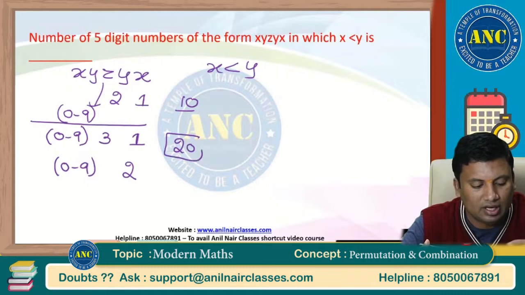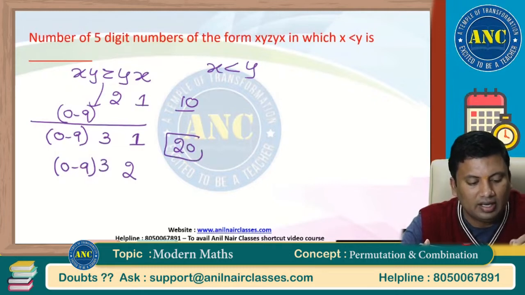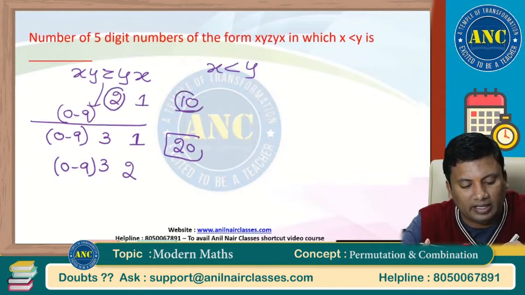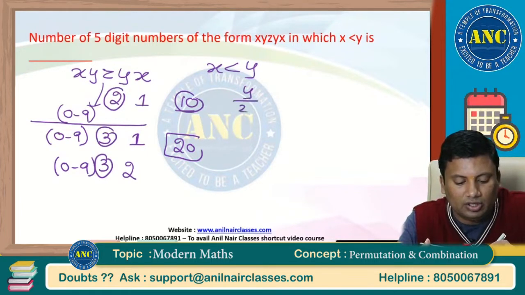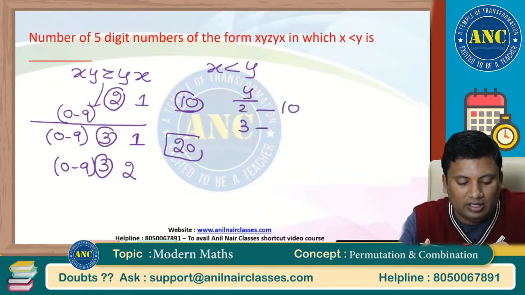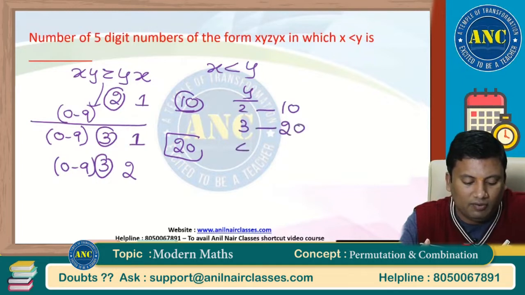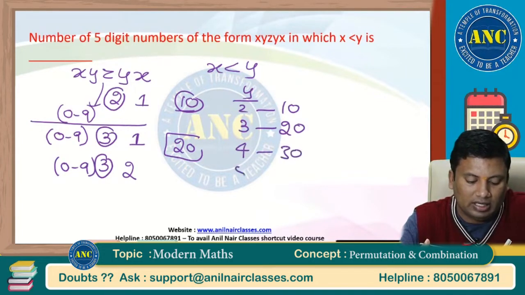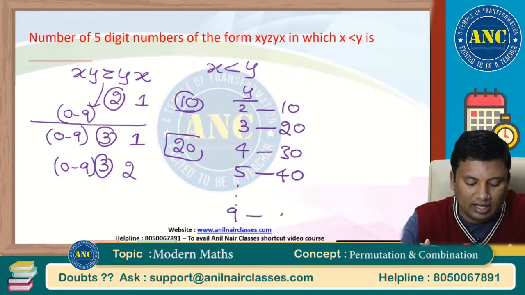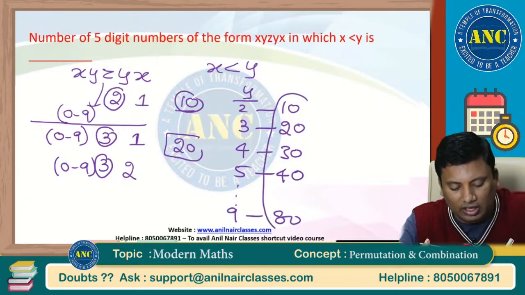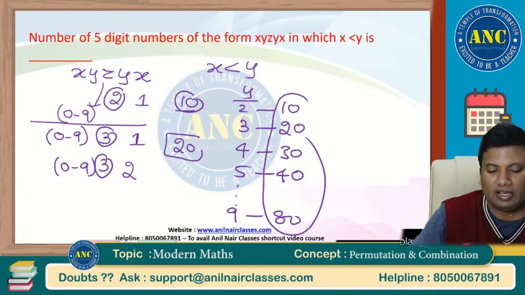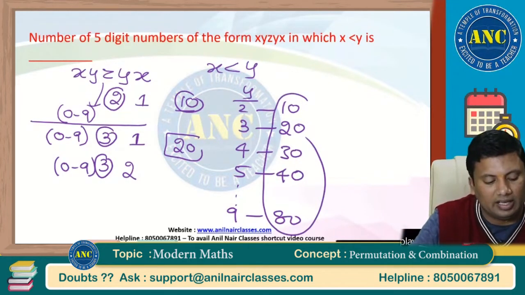If you observe carefully here, if y is 2, I am getting 10. If y is 3, I am getting 20. Y is 4, I am getting 30. Y is 5, 40. Y is 9, I will get 80. 10 to 80, directly you will get the answer. I hope the idea is clear.